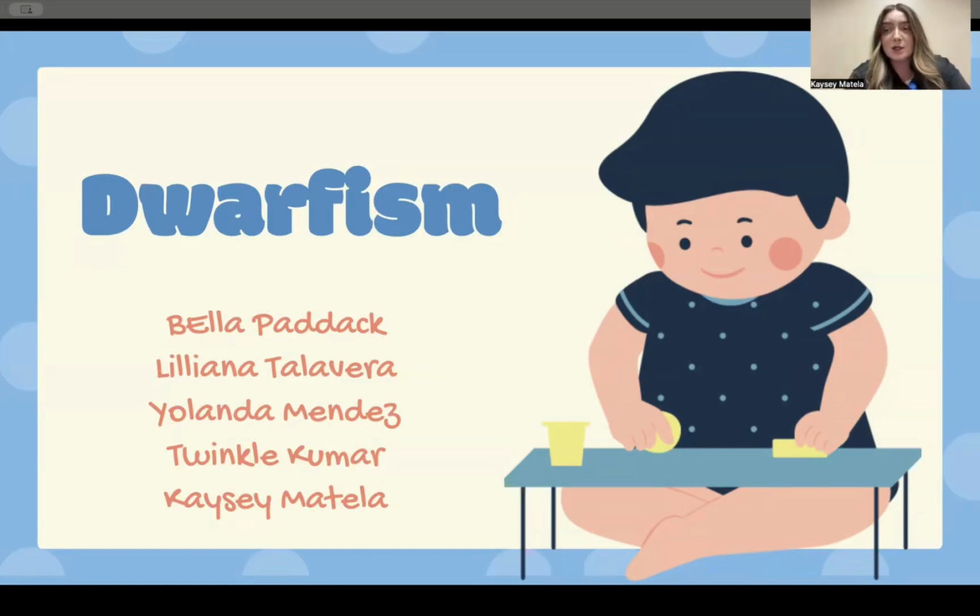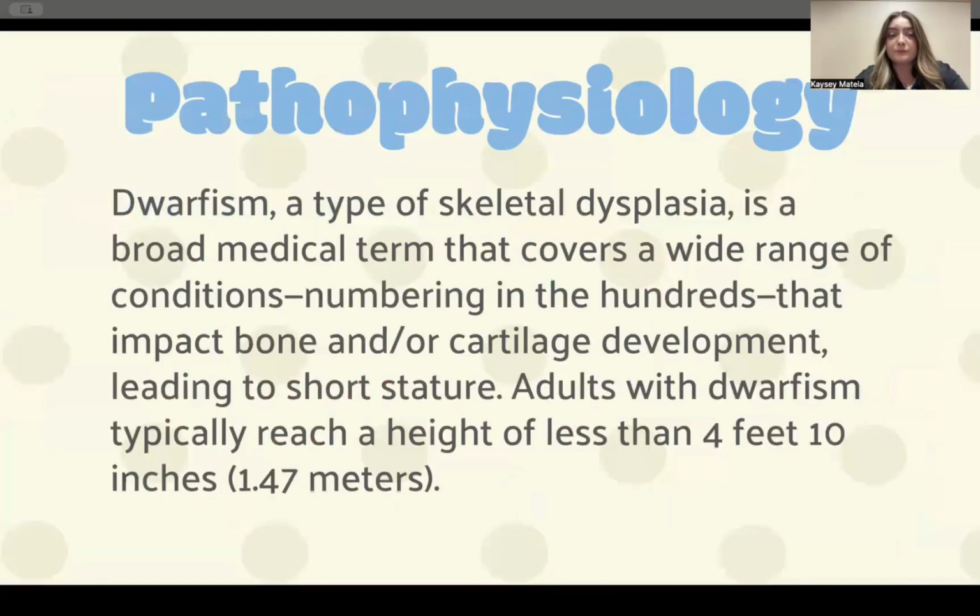Okay, our presentation is on dwarfism. So, dwarfism is classified as a skeletal dysplasia, a group of over 400 conditions affecting bone and cartilage development. The hallmark feature is short stature, with adults typically under 4'10". Most forms are genetic and are often diagnosed in childhood or even prenatally through imaging or genetic testing. It is not a single disorder, but a spectrum of conditions that vary in cause and severity.